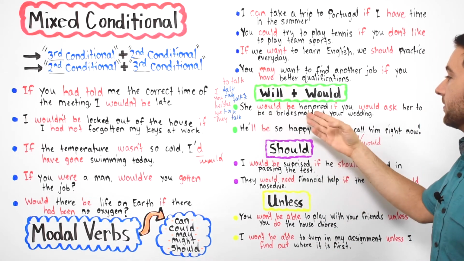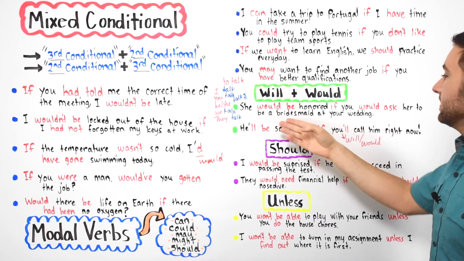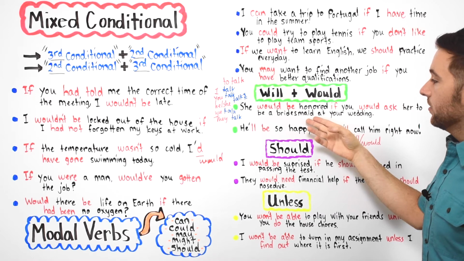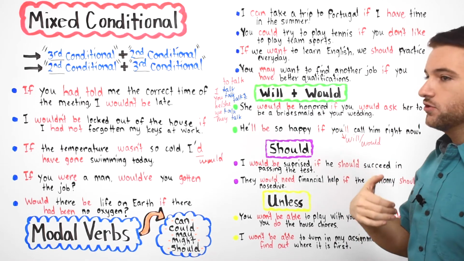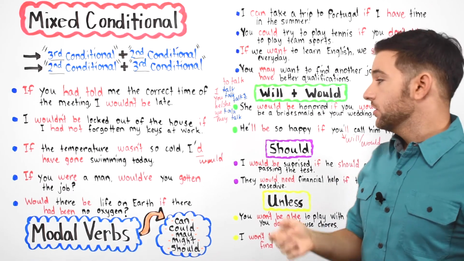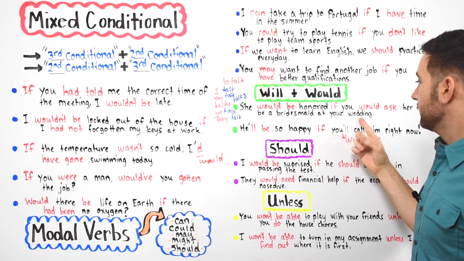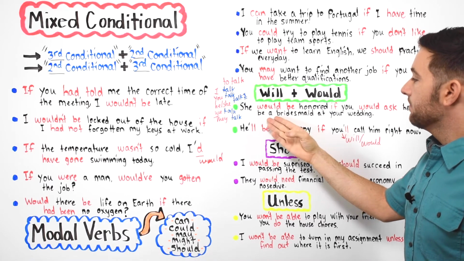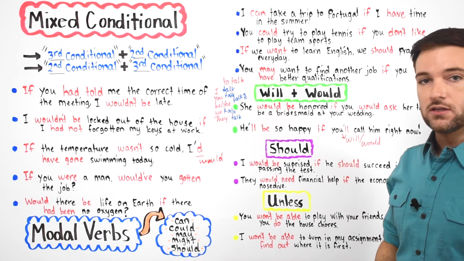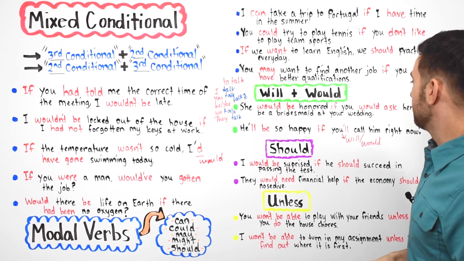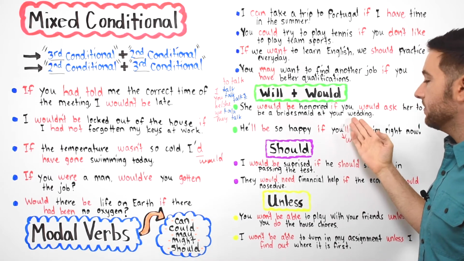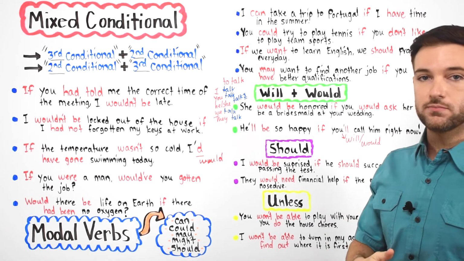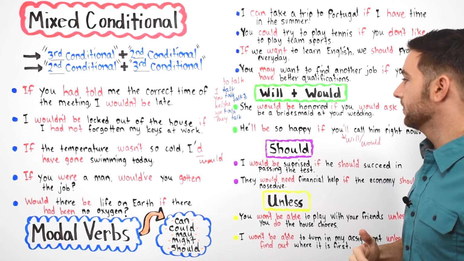She would be honored if you would ask her to be a bridesmaid at your wedding. A bridesmaid is the girl who is usually a best friend or a sister to the woman who is getting married. She is basically the number one person next to the bride. The bride is the woman getting married and the groom is the man getting married. So we say bride and groom at a marriage.